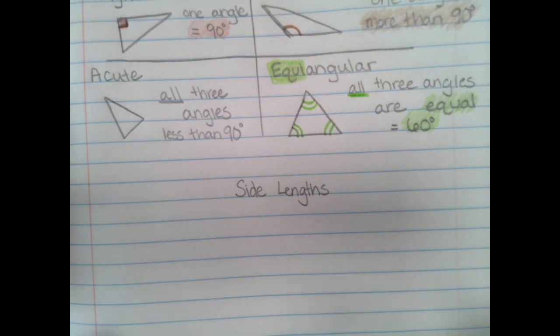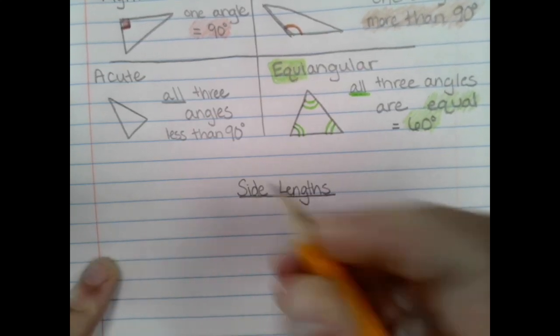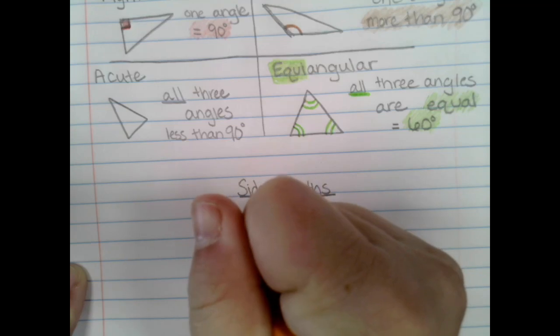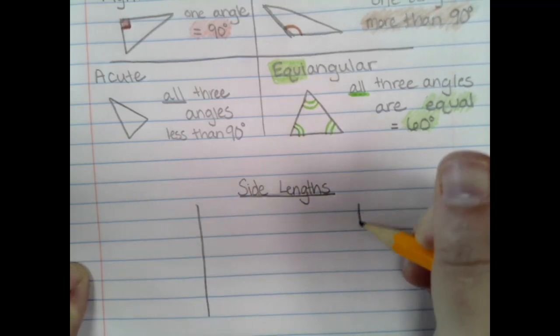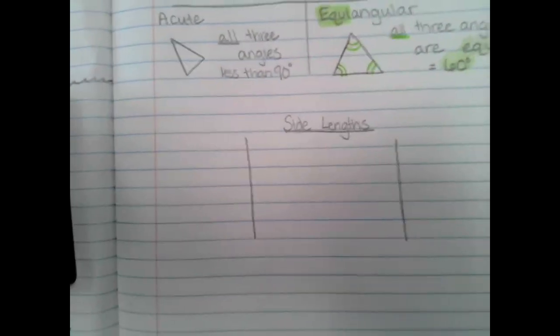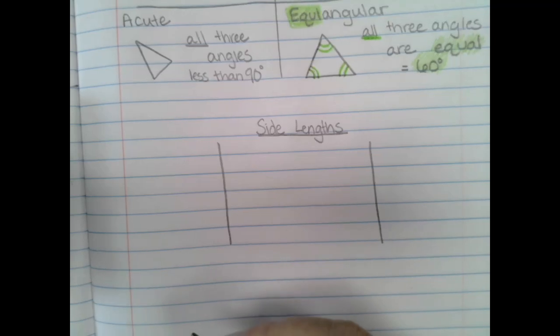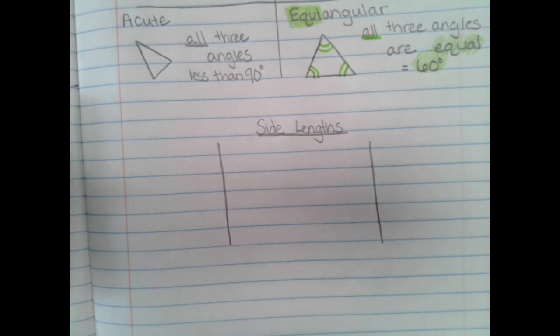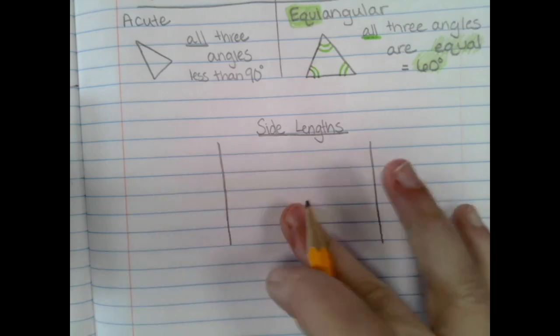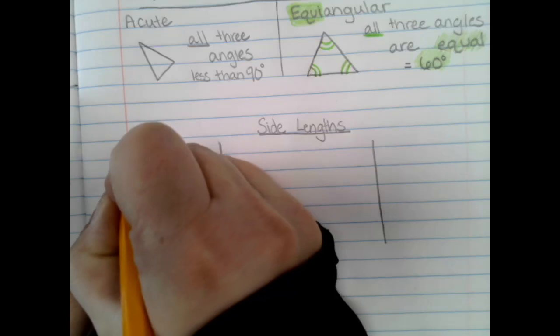All right, so side lengths. For our side lengths, there's only 3, so I'm going to just create columns like this going across, 1, 2, 3. So we have 3 different types of triangles based on their side lengths. One is a scalene triangle.